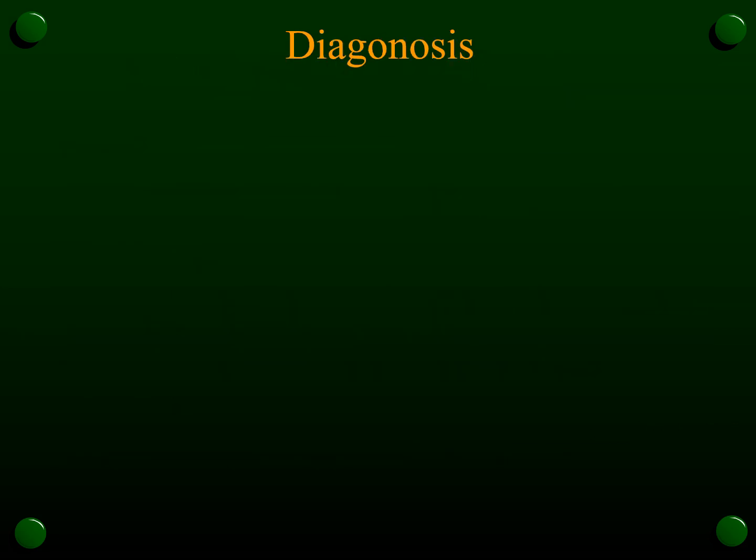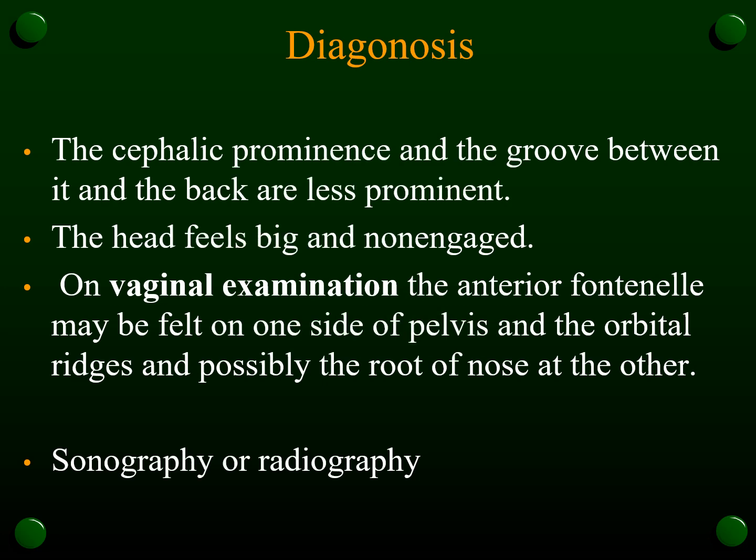Next, let us see how to diagnose the brow presentation. The cephalic prominence and the groove between it and the back is less prominent. The head feels big and not engaged. On vaginal examination, you can feel the anterior fontanelle on one side of the pelvis and the orbital ridges and possibly the root of the nose at the other side. That is, both anterior fontanelle and the orbital ridges you will be able to feel on either side. And for the confirmation, you can go for the sonography or radiography.